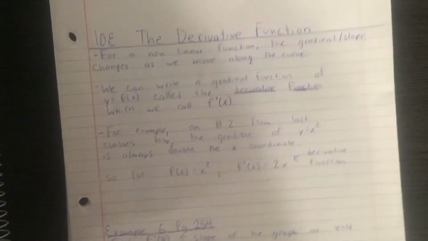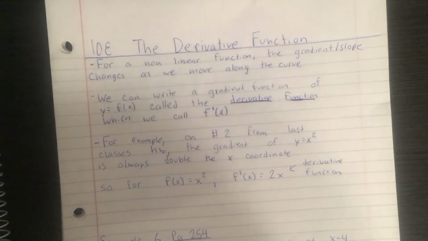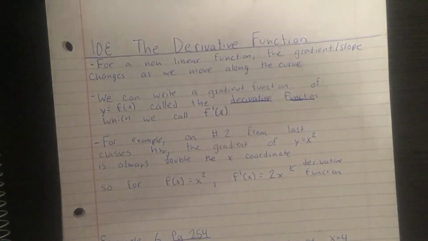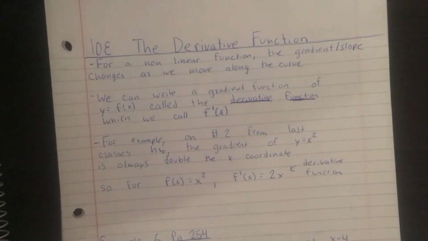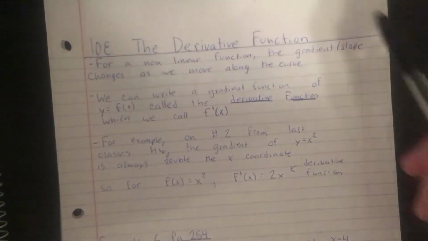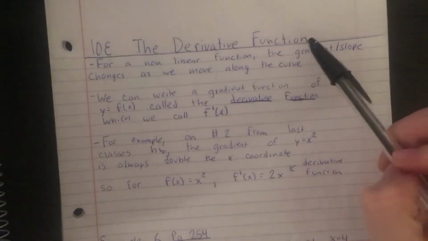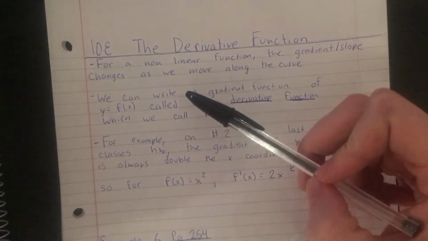Good morning, everybody. We're going to continue looking at the gradient. We're going to continue looking at the slope of graphs today, except we're going to look at them under the scope of what's called the derivative function. So we're going to be using this word derivative a lot.